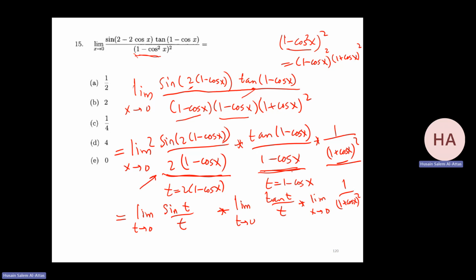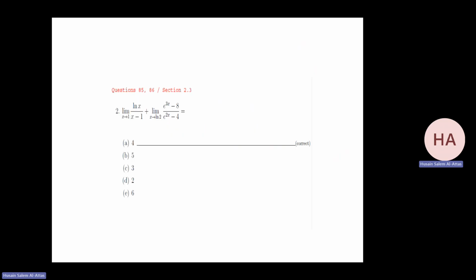But here I have t equal 1 minus cosine x, the argument of tan. Here the argument is 2 minus cosine x, but I'm getting the same answer. That will be 1 over, don't forget the 2. There is a 2 here, huh? I have 2 here. So this is 2. This is 1 plus 1, 1 over 4. So the answer is half. That will be the answer.